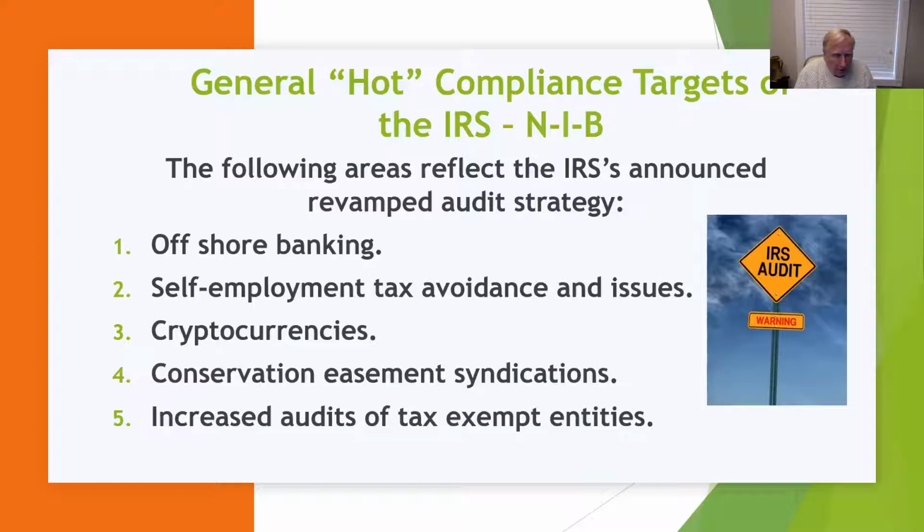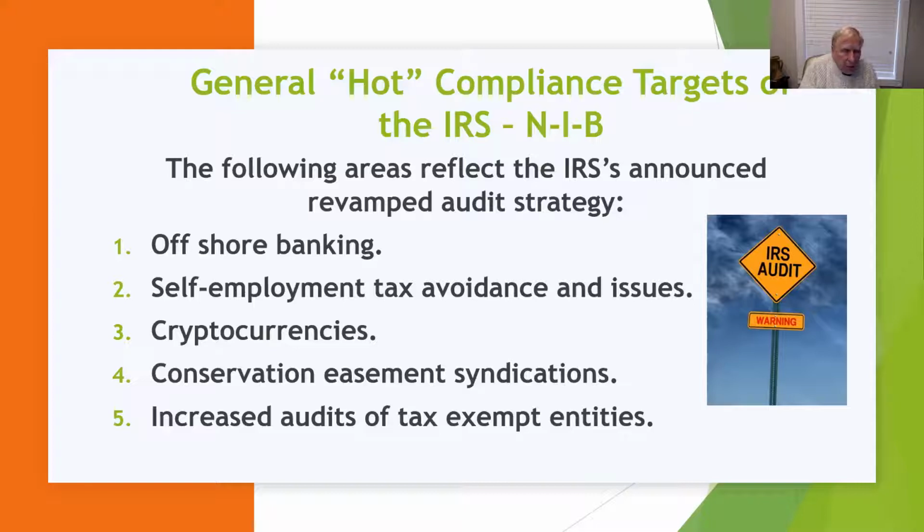Cryptocurrencies, and I'll cover that in a minute, and conservation easement syndications. This is considered a form of very abusive shelter. Now, if you do have a conservation easement, where you go is to the Internal Revenue Service website, and there is an audit guide regarding conservation easements. You follow this audit guide, and it will tell you exactly what to submit. I know practitioners that followed it, and they never had a problem. But getting involved in these conservation easement syndications, which are essentially promising you something for nothing, you've got a problem.